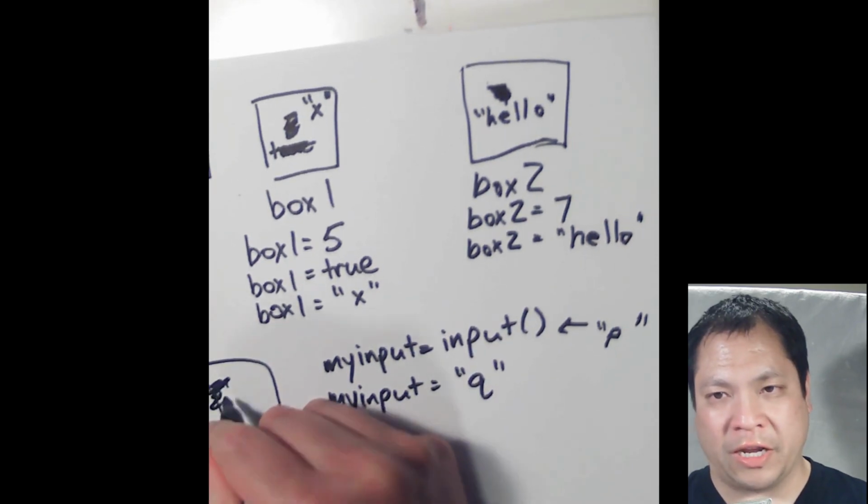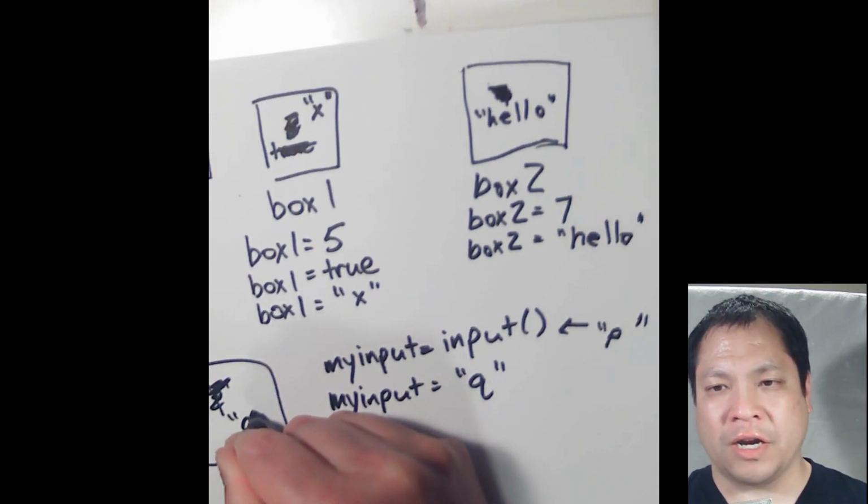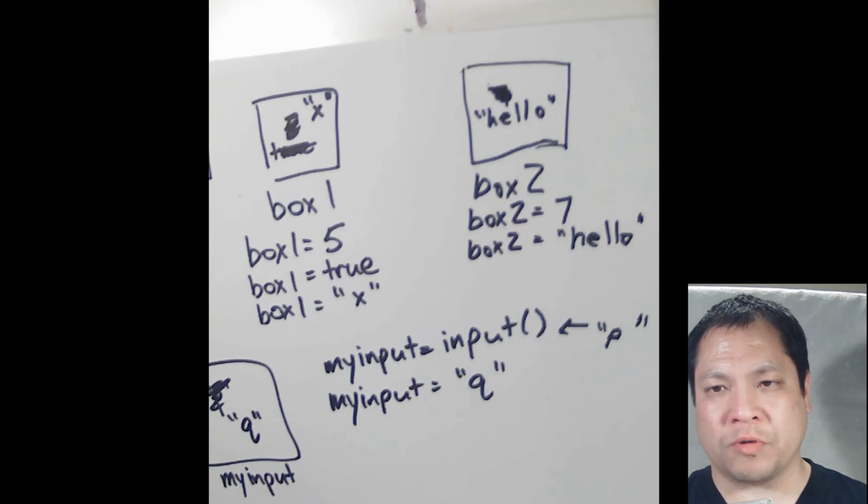That doesn't mean that I can't put something else in there. Again, I put my input equals quotation mark Q. Whatever was in my input gets wiped out, and quotation mark Q goes in there. And so that's how variables kind of work. This is a foundation for anything computer science and coding, and so it's super important that you understand how that works.